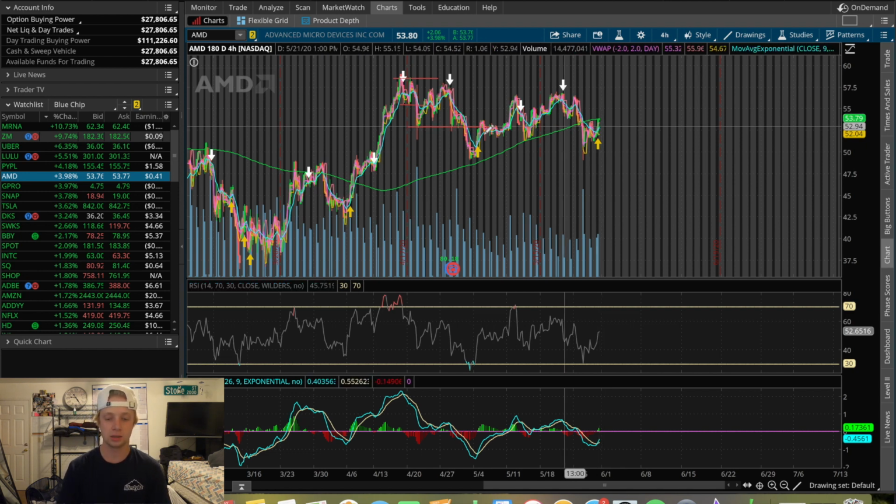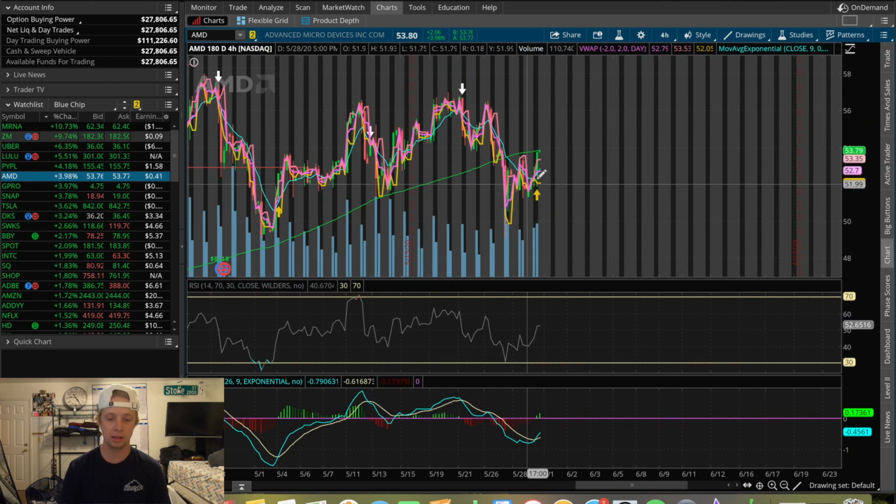But yet again, this may not be the best buy because I like to personally buy stuff, if you watched my last video, when it is above both the EMA and SMA. So if I was to be buying AMD, I would be looking for this stock to push above the SMA, which it is almost going to be. So if it does push above that, that is something I would look into buying.